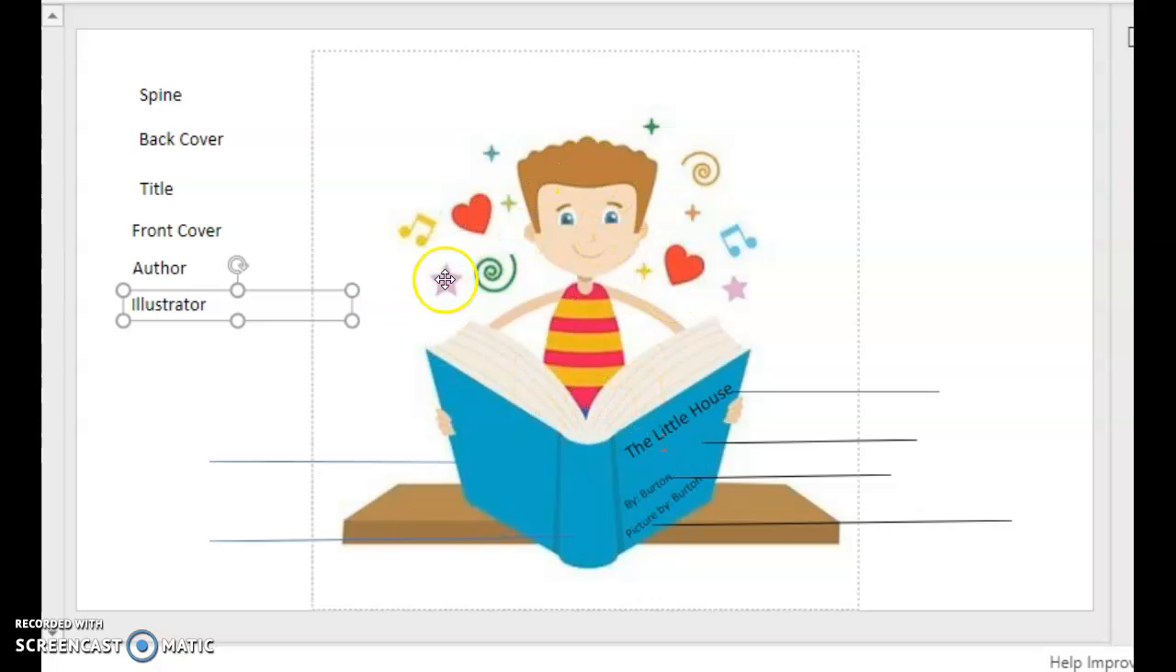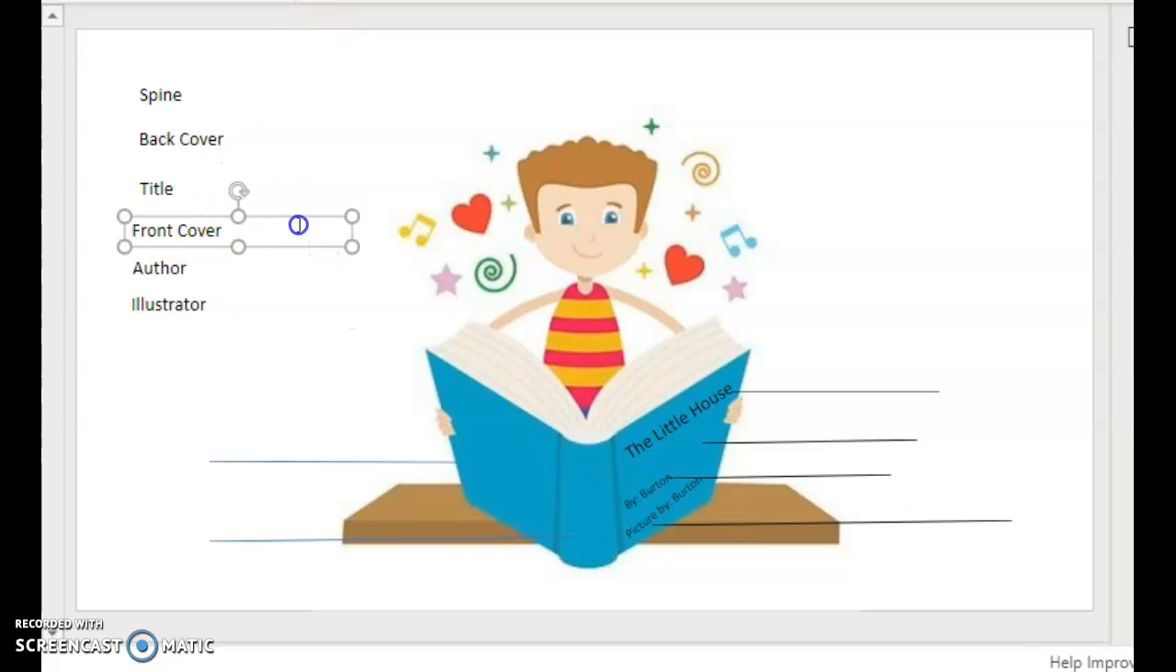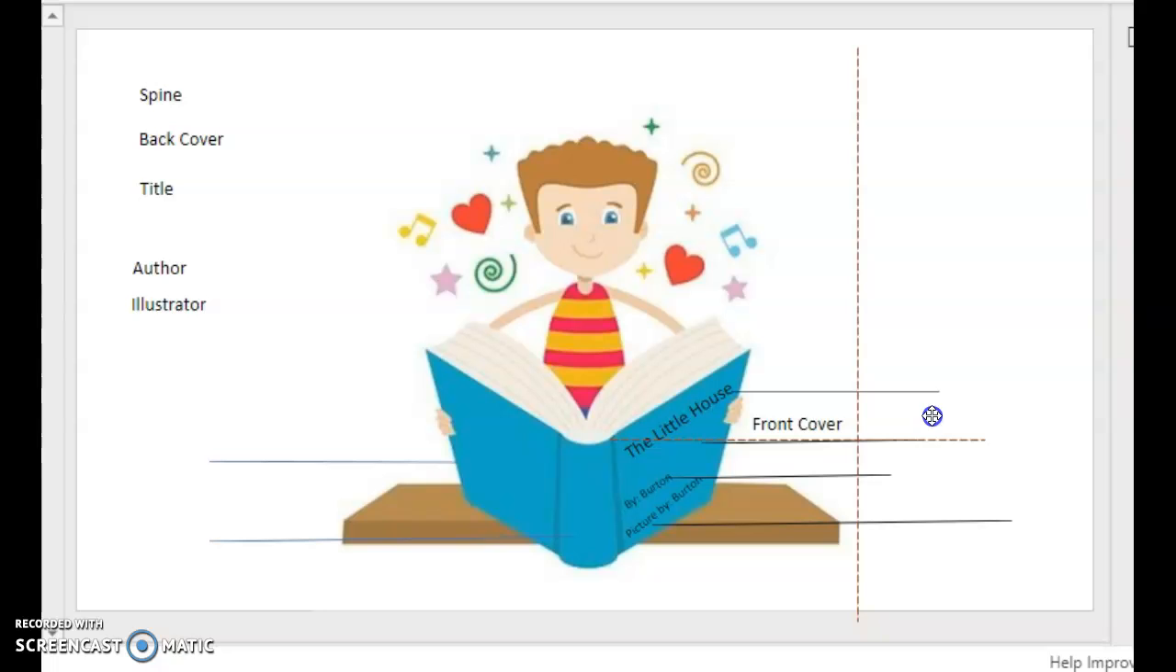So our different parts of the book here, in a moment you'll have a chance to label your own book on the next slide. But right now we're going to talk about these different parts so you'll know which labels to use. So the first one that we're going to do is the front cover. The front cover is, of course, the very front cover of the book. And I'm going to put him here, right there, so you can see.